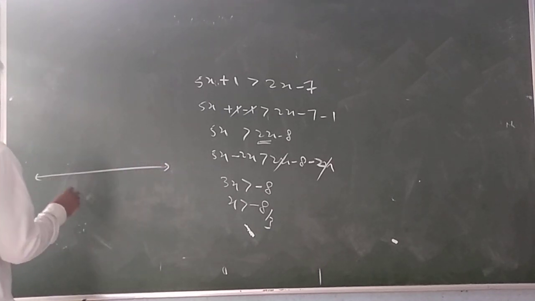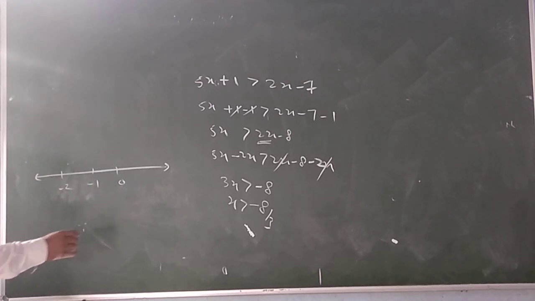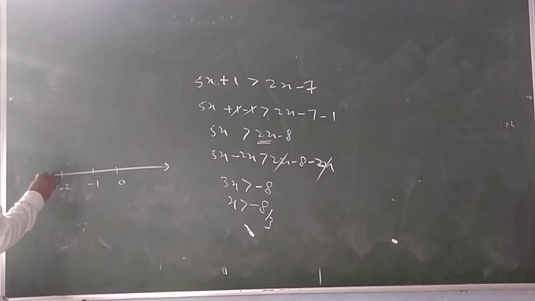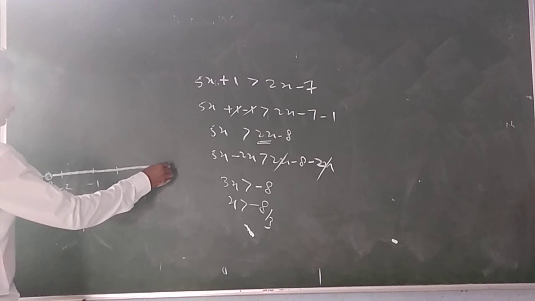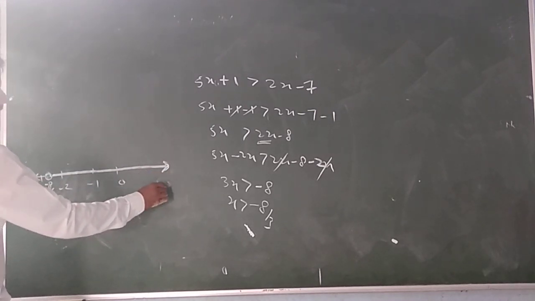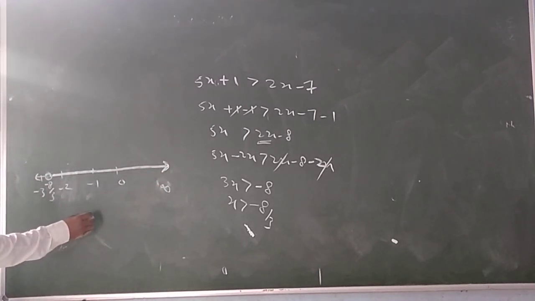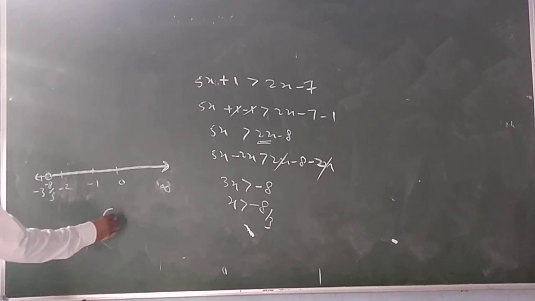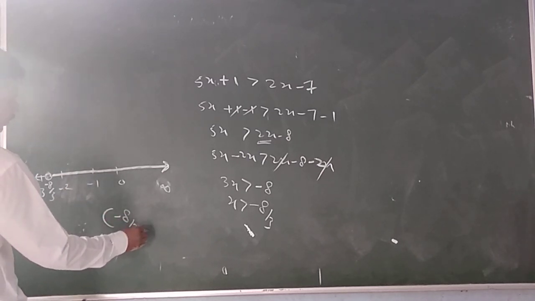Minus 8 divided by 3 is approximately minus 2.67, which is nearby minus 3. Likewise, if it is included we make a filled circle; here it is not included, so we make an empty circle, and x is greater, going up to infinity. The solution will be the open set from minus 8 by 3 to infinity.